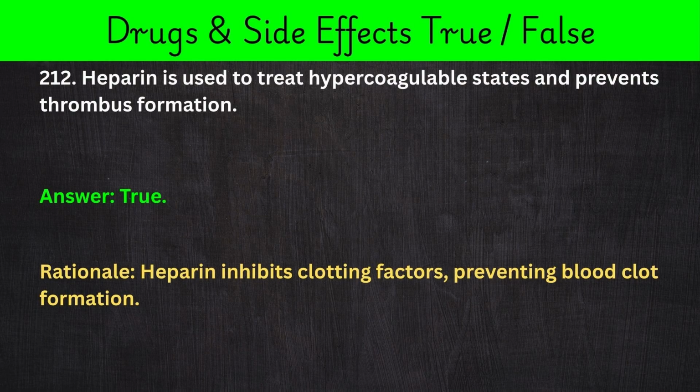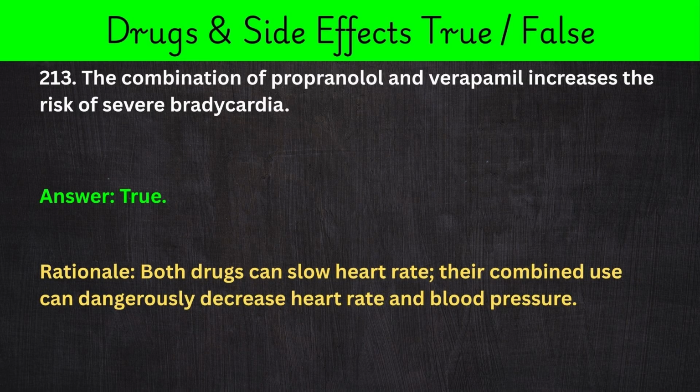Answer: true. Rationale: heparin inhibits clotting factors, preventing blood clot formation. 213. The combination of propranolol and verapamil increases the risk of severe bradycardia. Answer: true. Rationale: both drugs can slow heart rate. Their combined use can dangerously decrease heart rate and blood pressure.